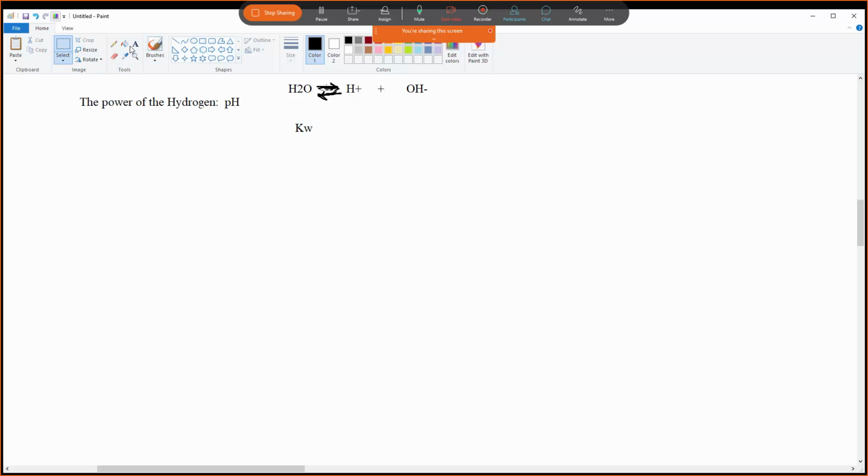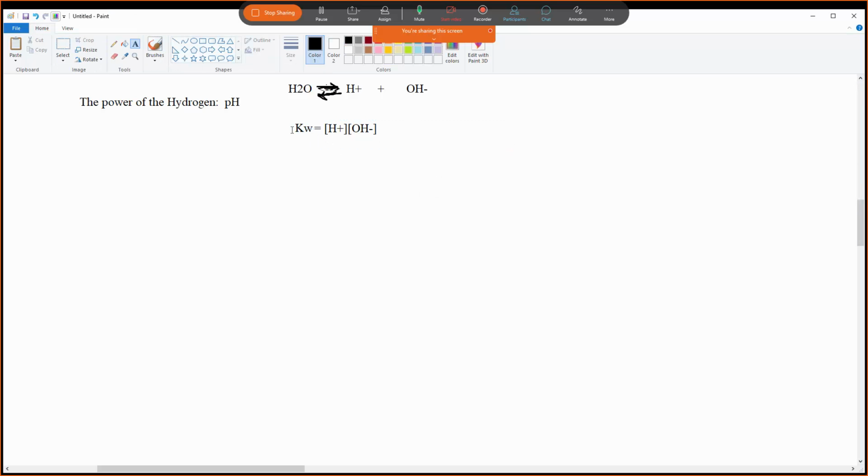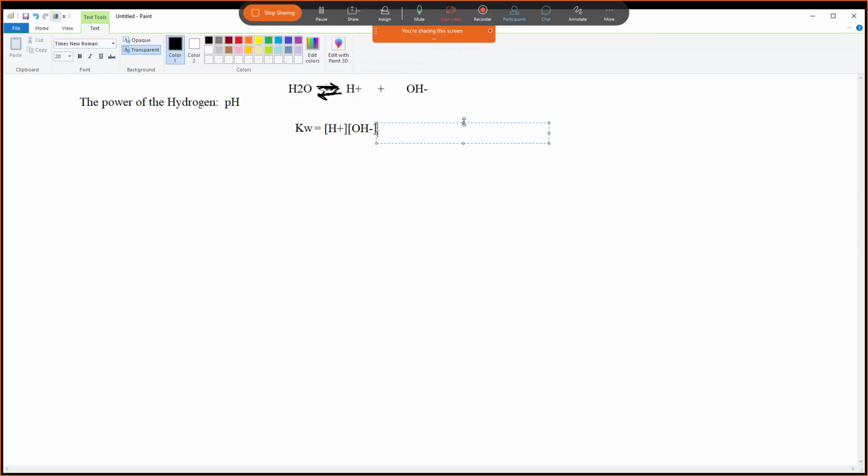And the K value for this equation, which in this case is called the K of W just because it's the K value for the water, is always equal to the products, H plus multiplied together, divided by the reactants. But in this case, because it's a concentration, the concentration of water in water is just 1. So we can drop that, and we find that the K value of water, which is just the H plus times the OH minus, is equal to 1 times 10 to the negative 14th.